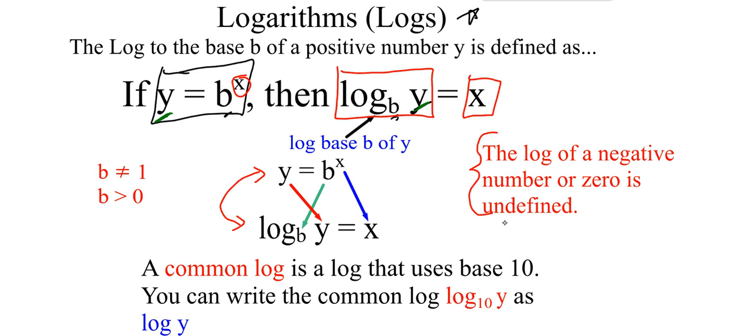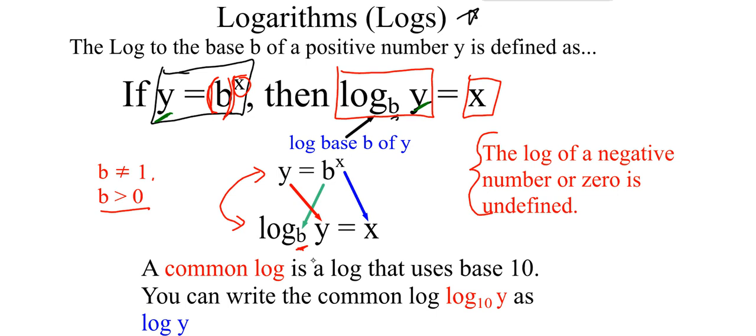Okay, but our base value has to be greater than 0, and it can't be 1. Meaning, when we had just exponents, we didn't deal with exponents with b's being a negative value. For the same reason, our logarithms here, we're not going to allow that to be negative as well.